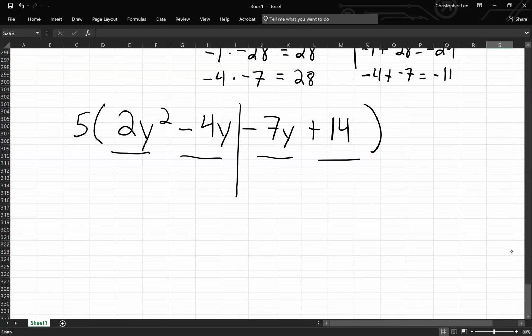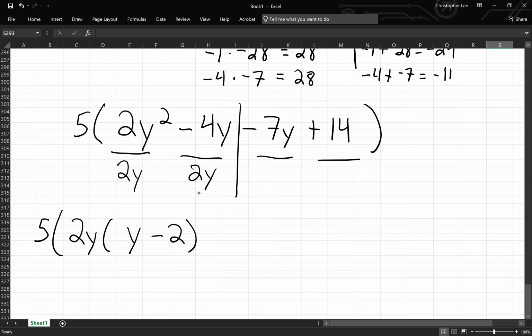On my left-hand side, what do I have in common? What do they have in common? 2 what? 2y, right? So remember, if I'm factoring out a 2y, it's like I'm dividing by 2y. 2y squared divided by 2y is y. Very good. And negative 4y divided by positive 2y is negative 2. Very good. Not the y. The y is canceled, right? I'm looking at my second term. I have negative 7y plus 14.